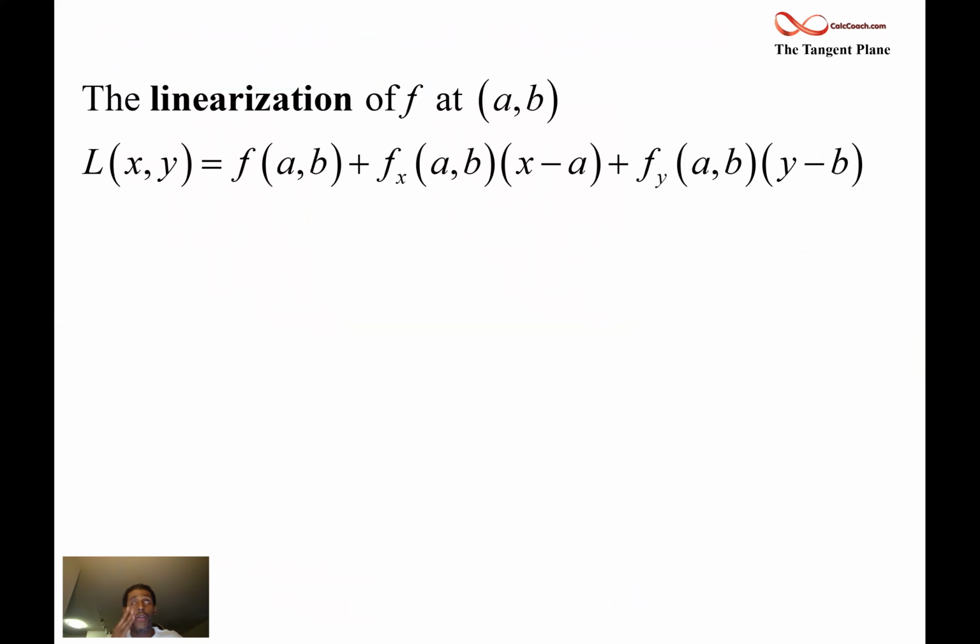So we have the equation z minus z naught equals the x partial times x minus x naught, plus the y partial times y minus y naught. So let's let x naught be a, unfortunately, here, and y naught be b. And what we're looking at here is the equation of the tangent plane. It's just in the variables a and b in terms of x, in place of x naught, y naught.